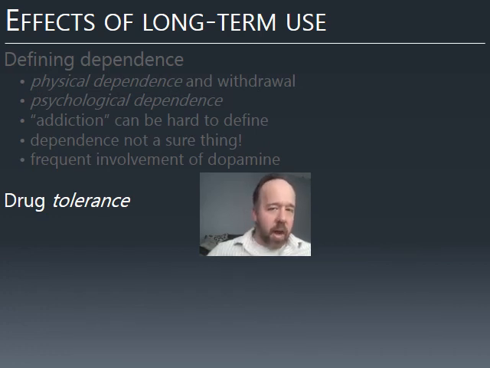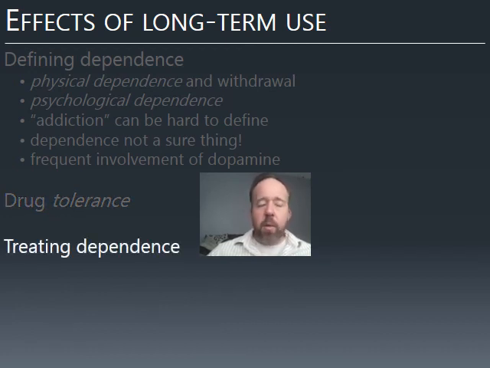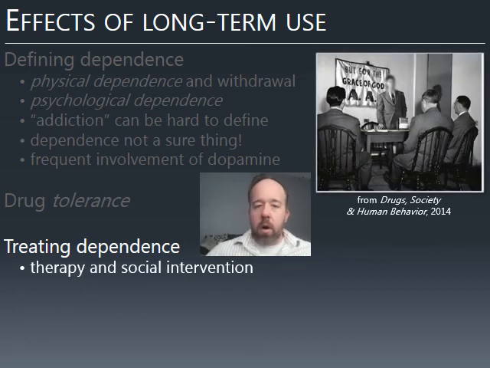And so tolerance can be dangerous and is often a sign of physical dependence. So how do we treat dependence once someone is dependent on a drug? Certainly there are social interventions and therapies, group therapy. One of the most famous is, of course, Alcoholics Anonymous, which we see here. And these are non-pharmacological. These do not involve administering a chemical to get over drug dependence. And they are moderately effective. Drugs also are moderately effective, and they're often used in combination.